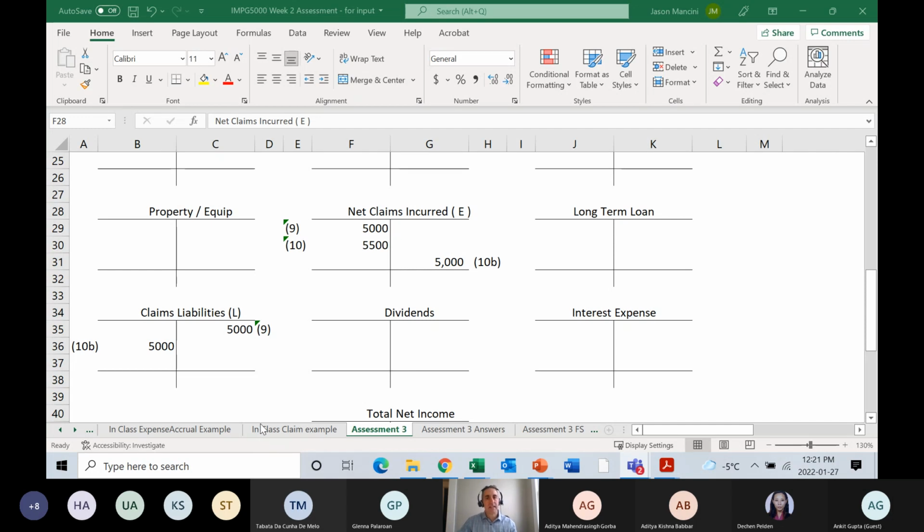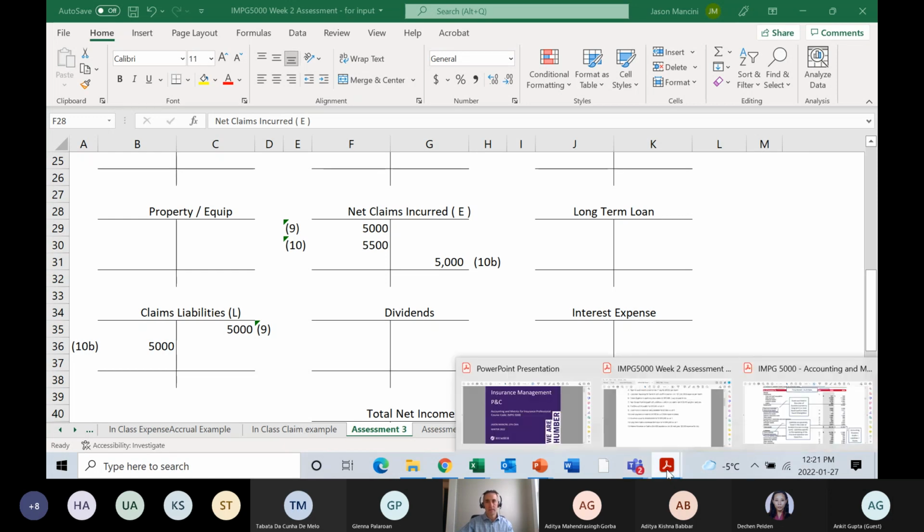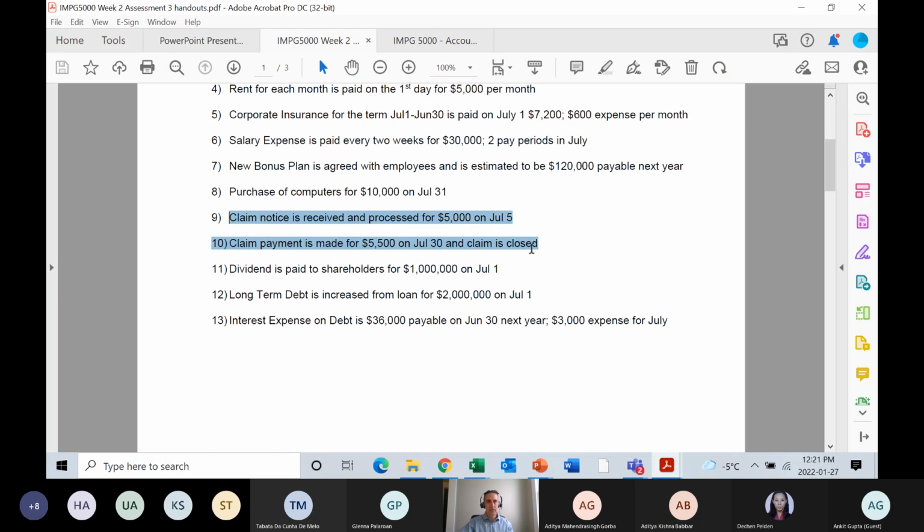So I have some more examples here where we could break through all of the different types of claim scenarios, as opposed to just these ones here in 9 and 10. I know claims are the more complicated transaction because there's so many different types of scenarios of what could happen with claims, but it's also important to understand because it is our largest liability. It is our largest expense.